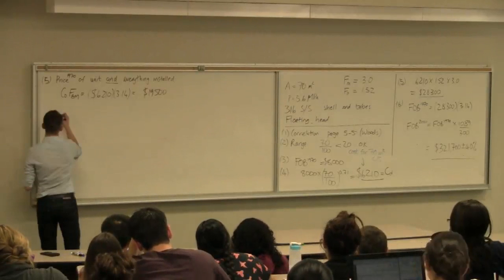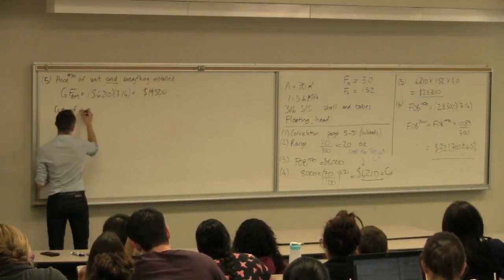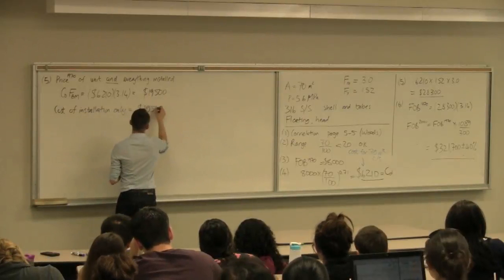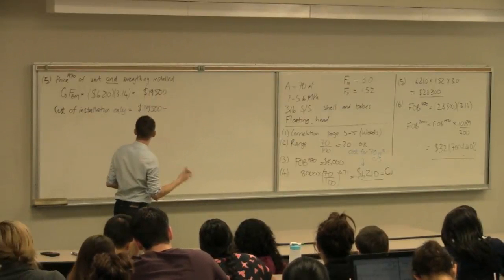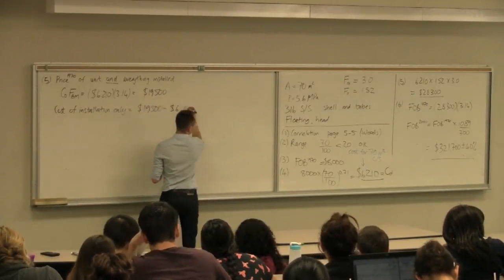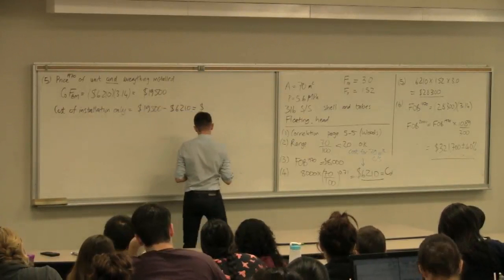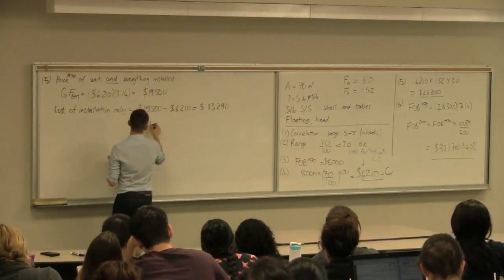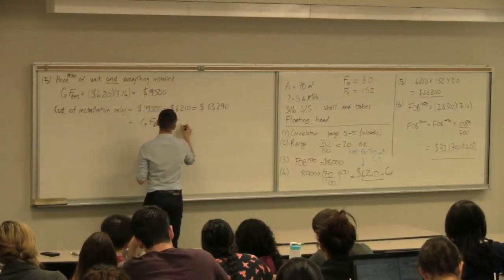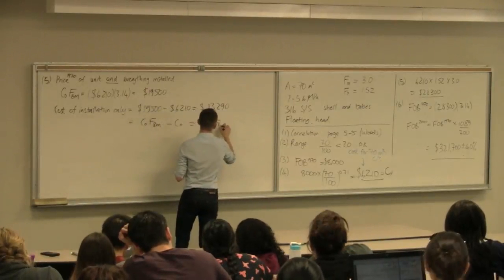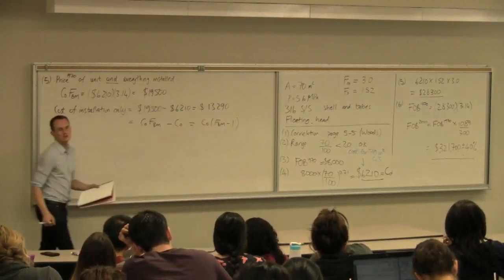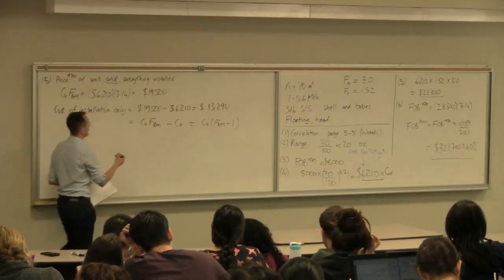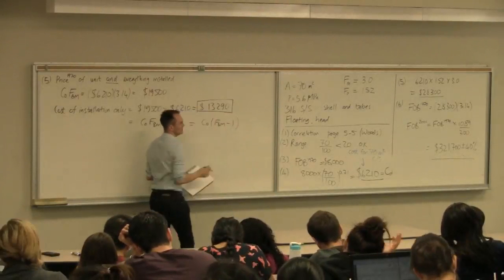So from that we can then calculate, what is the cost of installation only? Well, that's simply the $19,500 that we've had to pay for the unit and installation, but subtract out the unit cost of 6210, which gets you $13,290. If I had to do this symbolically, I'd say C0 times the bare module factor minus the cost of the unit, or we can simply write C0 times the bare module factor minus 1. Looking at it algebraically, this is the incremental cost that you're paying only for installation. So that's a key number we have to bear in mind.